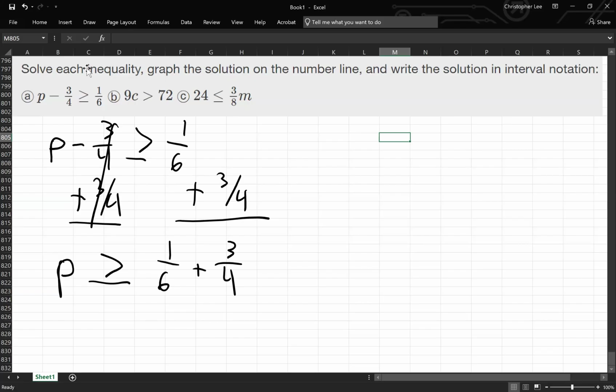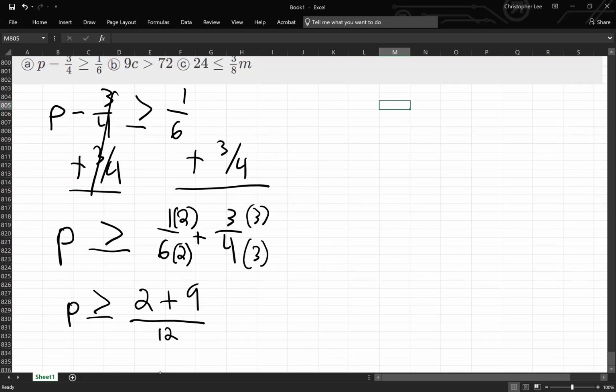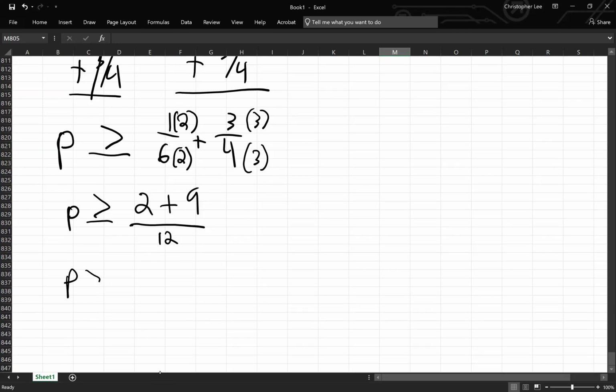So now let's say I want to make that 6 into a 12, I have to multiply it by 2. But what I do to the bottom, I have to do to the top. And I want to change that 4 into a 12, so I have to multiply that by 3. But here's the thing, I got to be fair. What I do to the bottom, I have to do to the top. So my next line is going to be P is greater than or equal to 1 times 2 is 2 plus 3 times 3 is 9, all over 12. Let's keep it moving. So this is going to become P is greater than or equal to 9, 10, 11 over 12.